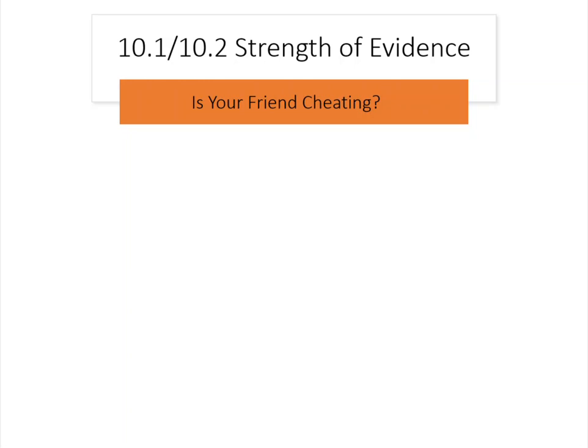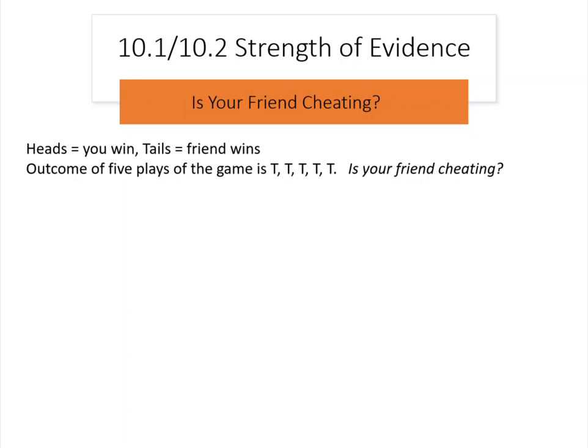So, we know that if we flip a coin, there's two outcomes. Let's take heads, meaning you win, tails, your friend wins. And you play this game 5 times, and in all 5 games, tails comes up. So I wonder if he's cheating here. I wonder what's the probability then of getting 5 tails from a coin that's flipped?